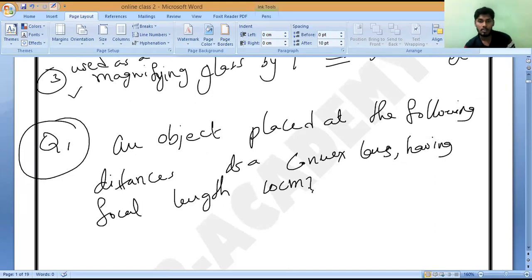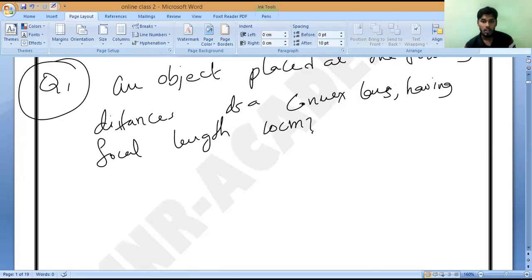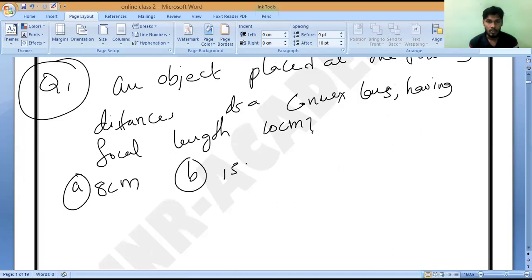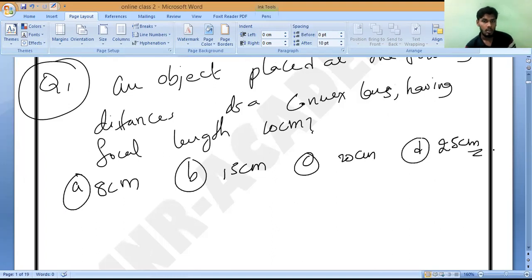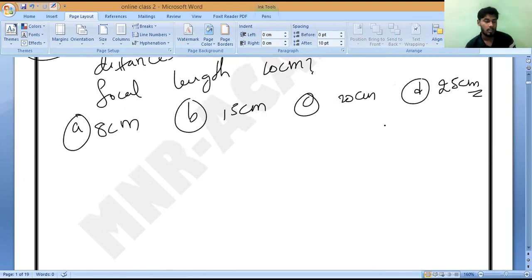So that is the question. Understanding, right? Now the following distances: 8 centimeter, 15, 20, 25. So A is 8 centimeter, B 15 centimeter, C 20 centimeter, and D 25 centimeter. So these are the things all of you should remember exactly now.